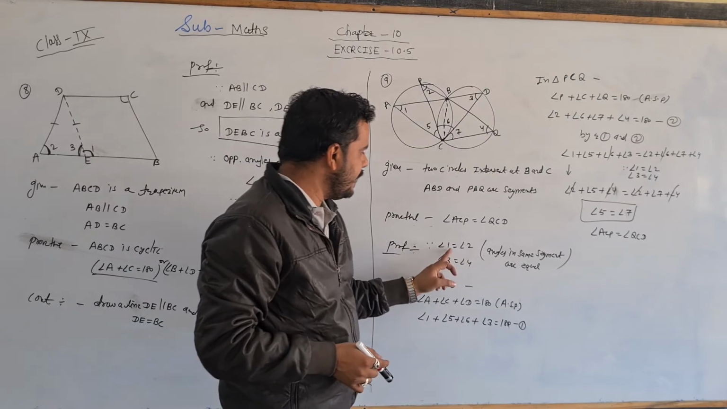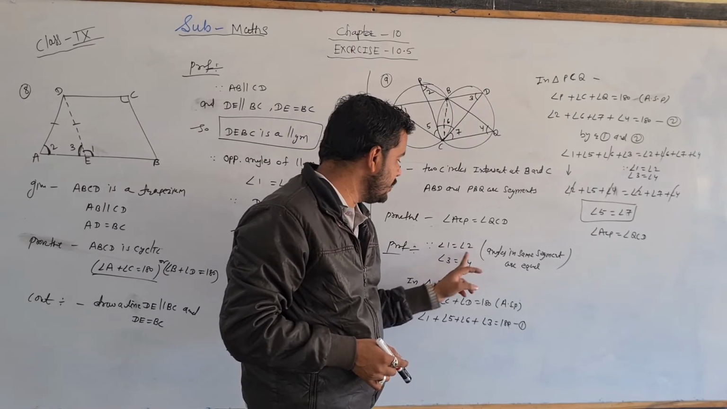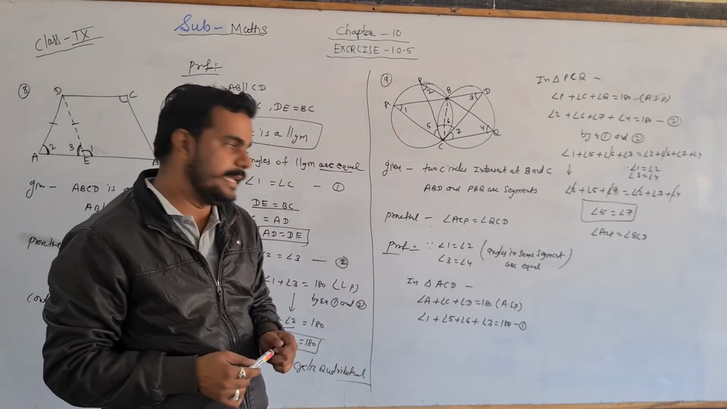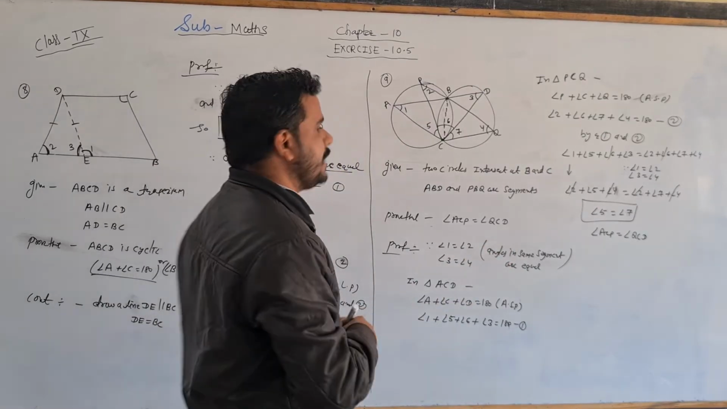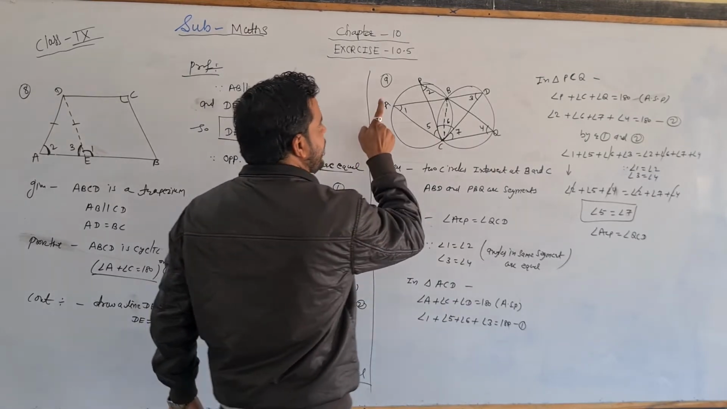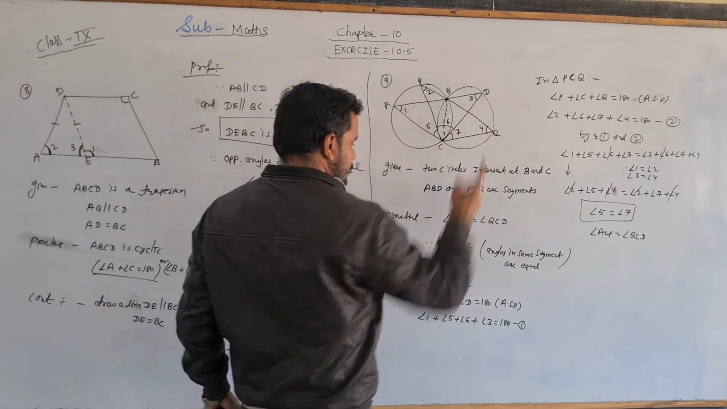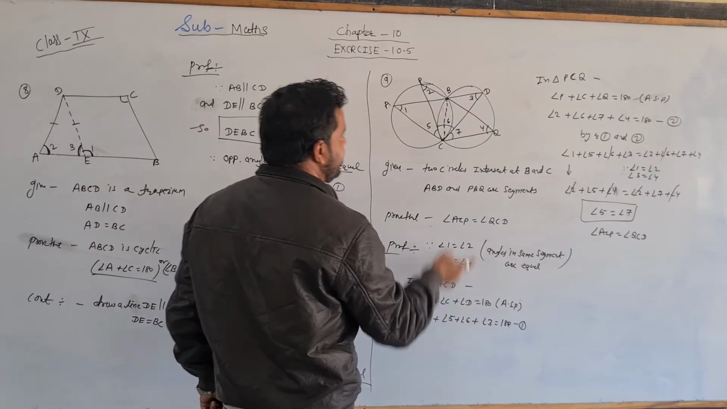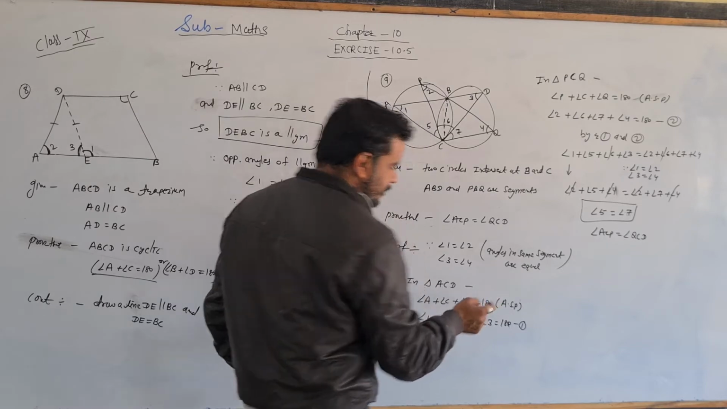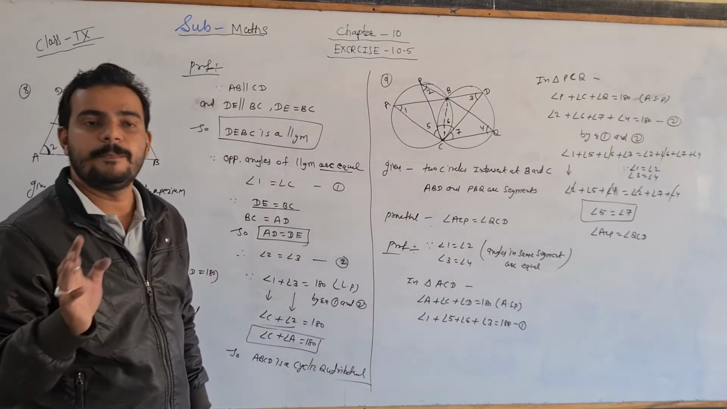So I have written here angle 1 is equal to angle 2, angle 3 is equal to angle 4, angles in the same segment are equal. After that, as you know, there are two triangles, you can see properly: triangle ACD. In triangle ACD, by the angle sum property, angle A plus angle C plus angle D is equal to 180.